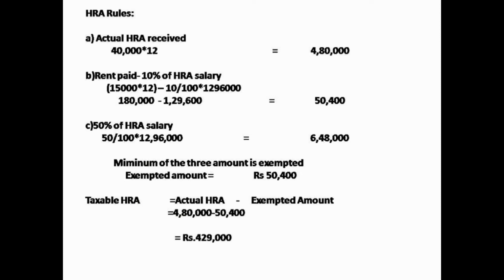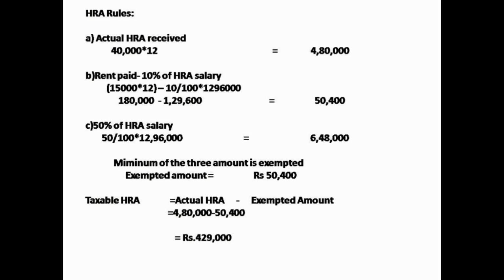The third rule is 50% of HRA. Because he is residing in Delhi, we have to apply 50%. So 50% of the HRA salary we calculated, 12,96,000, comes as 6,48,000. I already said we have to find out the exempted amount. The minimum of the above 3 amounts is exempted. That is 50,400, the minimum of all the above 3 amounts.